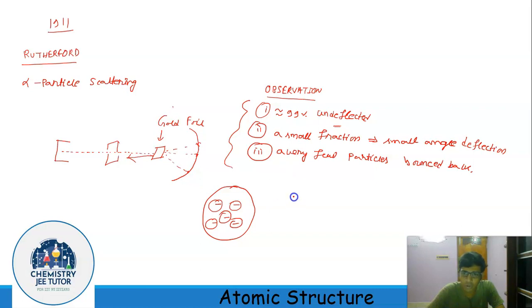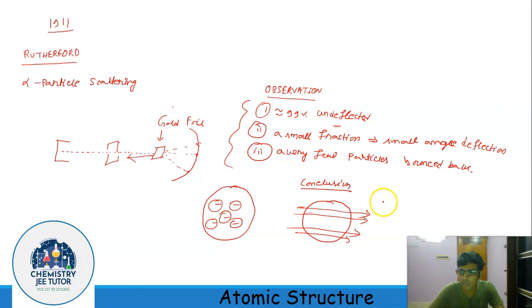So Rutherford concluded that since most of the alpha particles remain undeflected, most of the space inside an atom is empty. So what was the first conclusion? The first conclusion was that most of the space is empty.